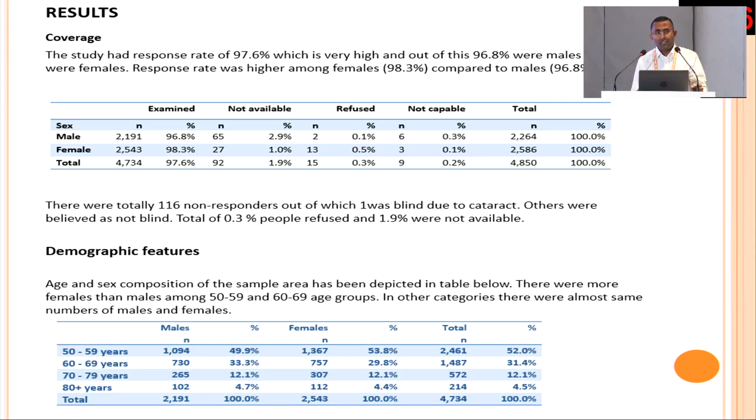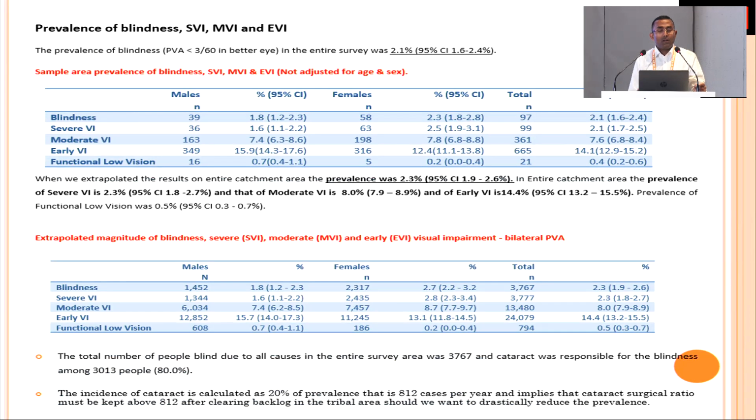and the response rate was higher among females, 98.3%. There were totally 116 non-responders. Out of that, one was blind due to cataract and the others were believed not blind. As far as prevalence of blindness is concerned, we found it to be 2.1%, and severe visual impairment was also 2.1%. When we extrapolated to the entire area, the prevalence was found to be 2.3%, and severe visual impairment 2.3%.